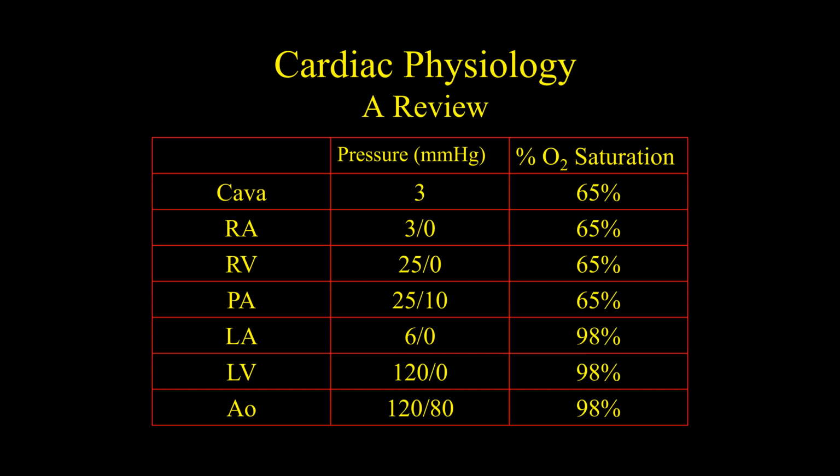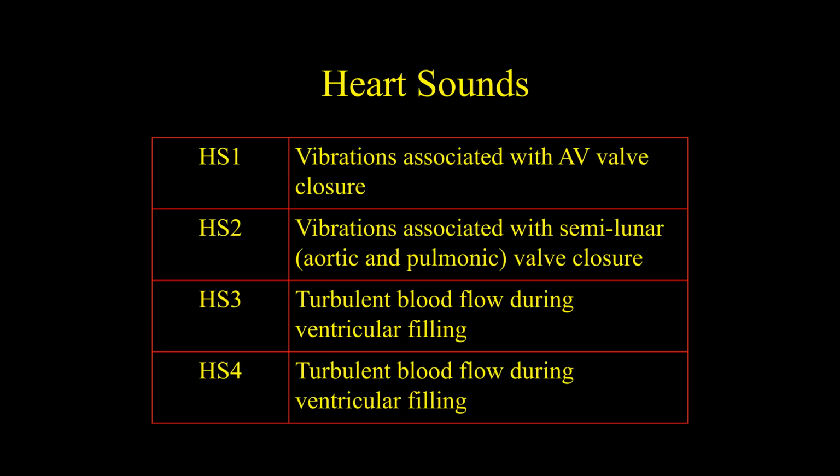But what I think you need to remember is anything on the right side of the heart, and that includes the cava coming into the heart, the pressures are low. In any part of the left side of the heart, which basically is the left ventricle, the pressures are going to be much higher. Same way with the oxygen saturation. So deoxygenated blood, for the most part, fills the right side of the heart. Of course, then the right side of the heart returns that blood to the lungs, where it becomes oxygenated and returns to the left side of the heart. So anything in the left side of the heart has a much higher oxygen saturation level.